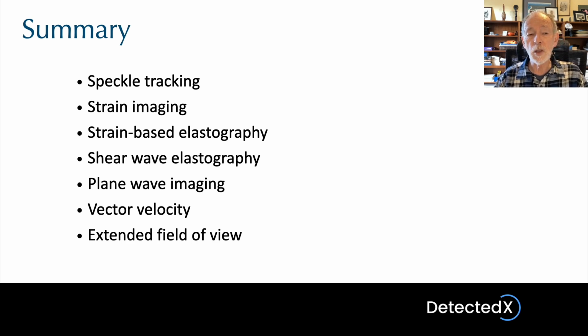I mentioned at the beginning that one of the hallmarks of ultrasound imaging and ultrasound technology is constant change, like so much of technology. And so you will no doubt see new techniques, new capabilities, new concepts being introduced as time passes.